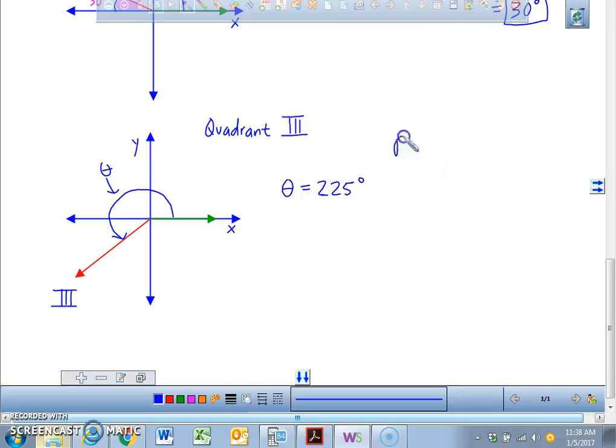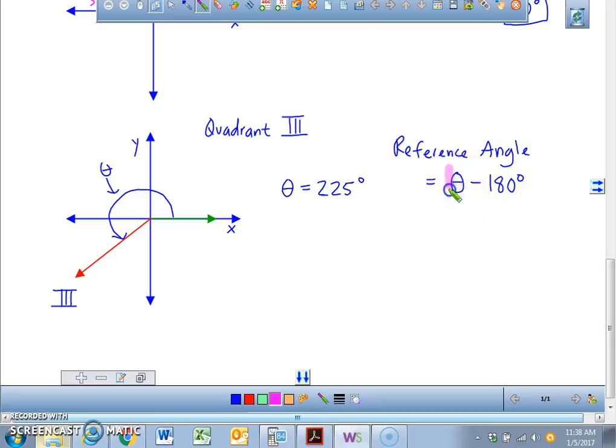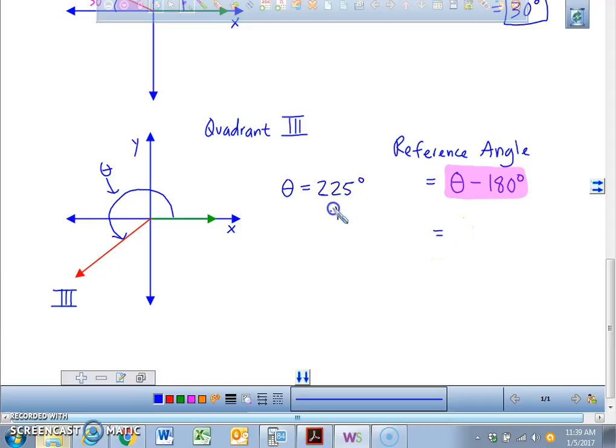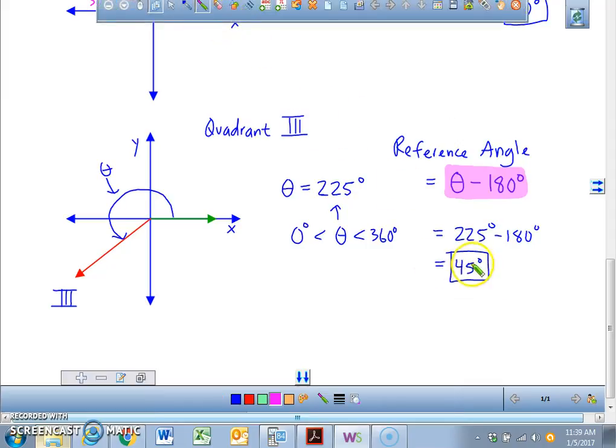All right. Here's your rule for reference angles in quadrant 3. Your reference angle will equal theta minus 180 degrees. This is your rule, everybody, for quadrant number 3. Quadrant number 2 was 180 minus theta; this is theta minus 180. By the way, theta is definitely between 0 and 360. We couldn't have a 361, because it would just start over in the circle. So 225 minus 180 is 45. Our reference angle for this particular example is 45 degrees.